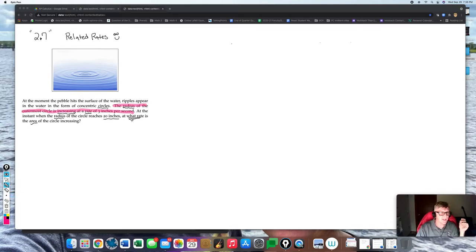Let's try that again. All right. The radius is increasing, so that means that the derivative of the radius with respect to time is going to be positive, and in fact it's going to be positive 3 inches per second. So every second the outermost circle is getting 3 inches more in radius.